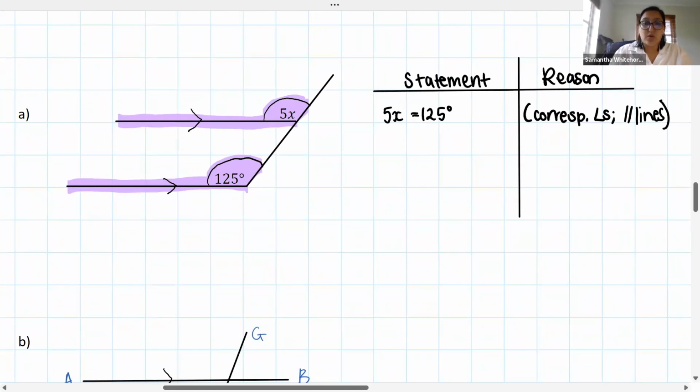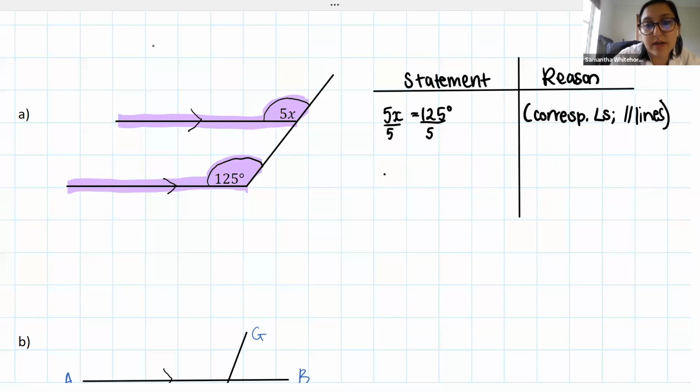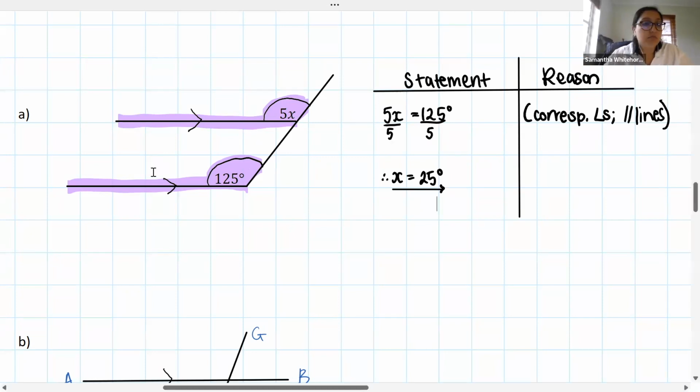Again, we obviously don't want 5x. We want to know what x is. And so what we need to do is divide both sides by 5. So if I divide both sides by 5, I get that x is equal to 25 degrees. Okay, so nice and easy there. Corresponding angles, it's that F shape. We set up our equation, state which angles are equal, and we can go and solve.